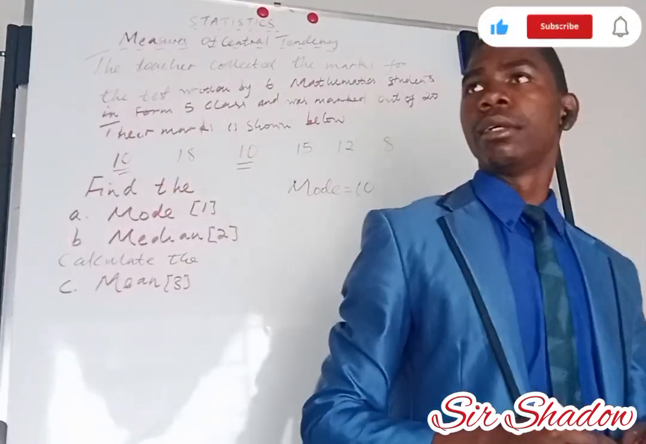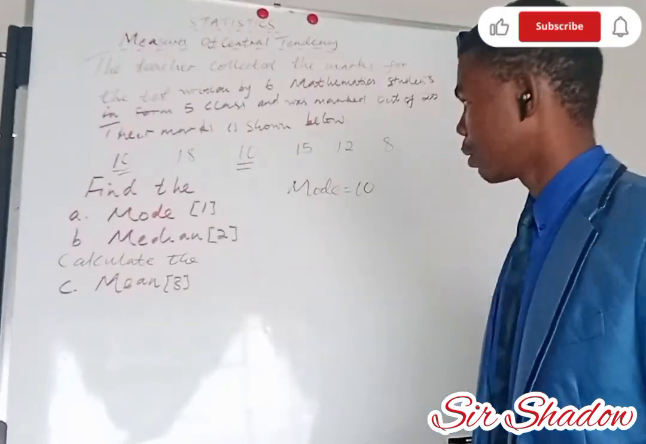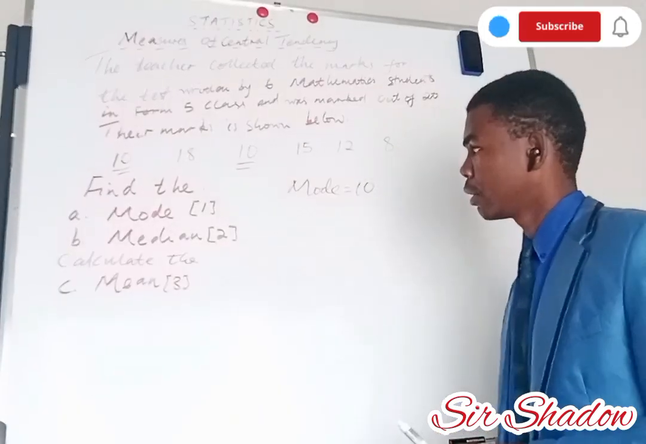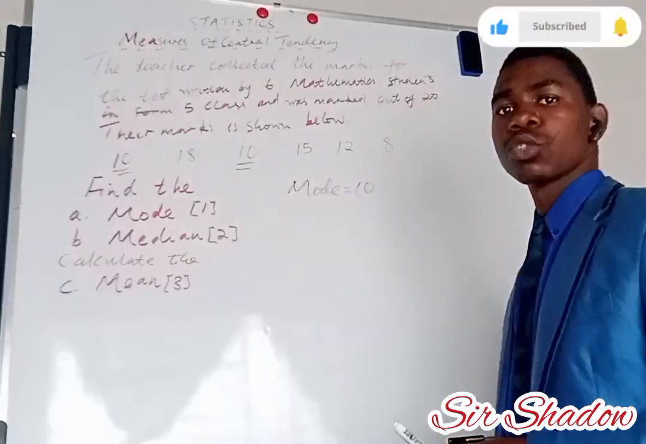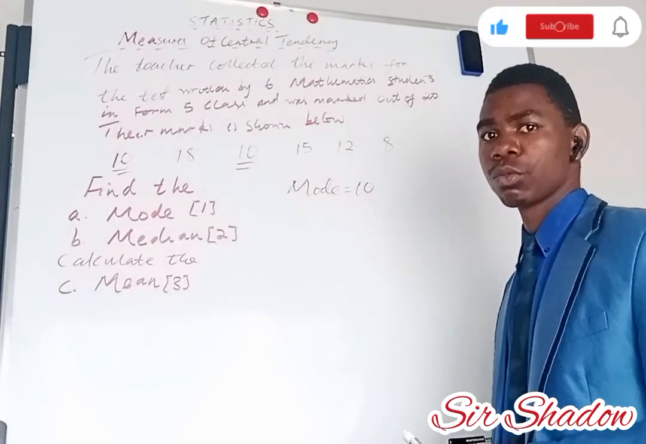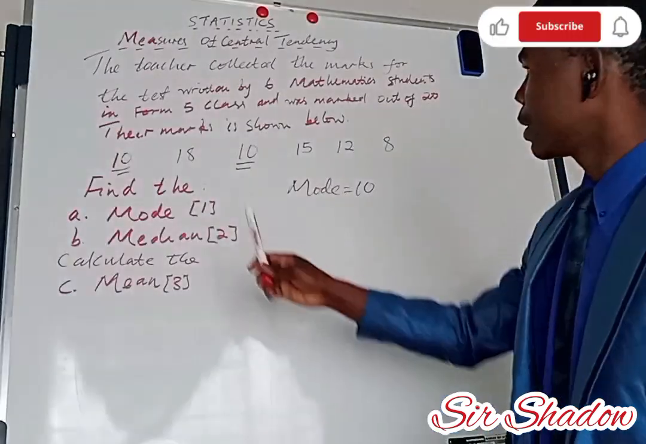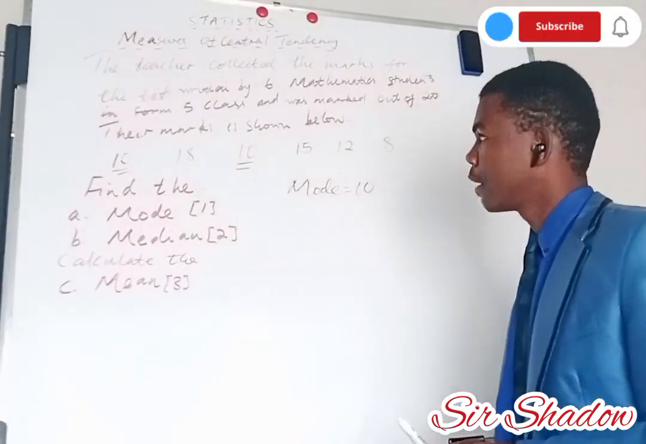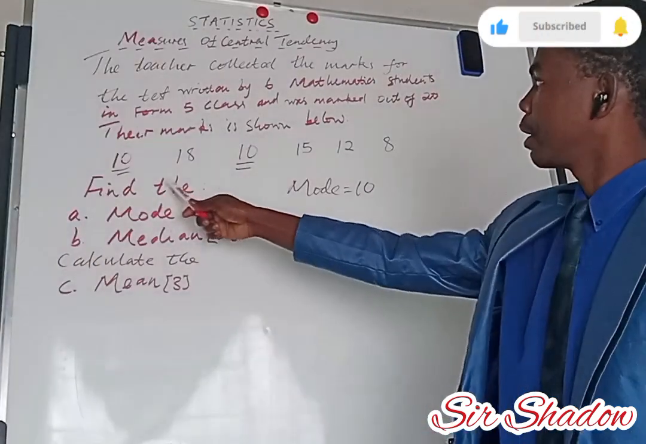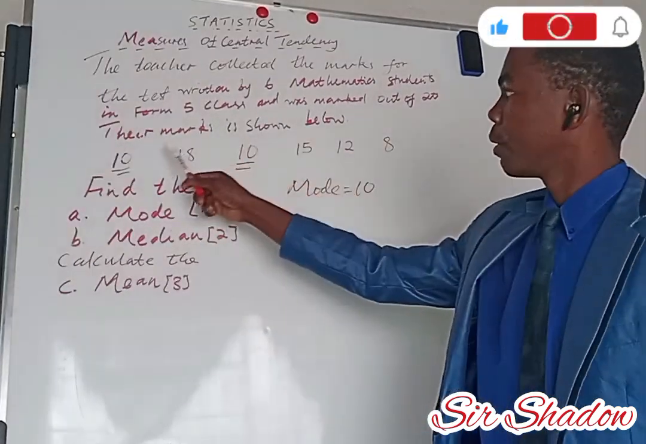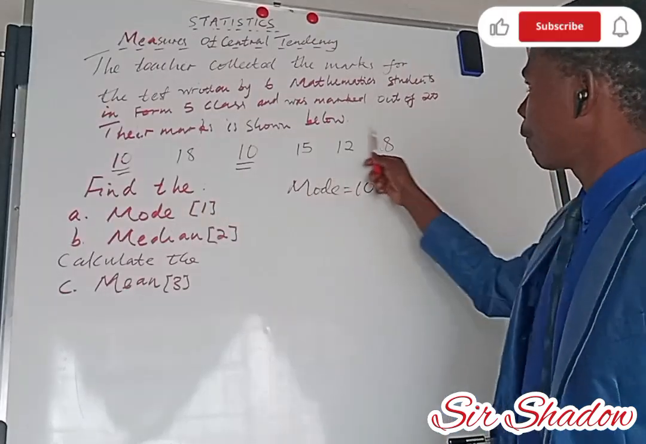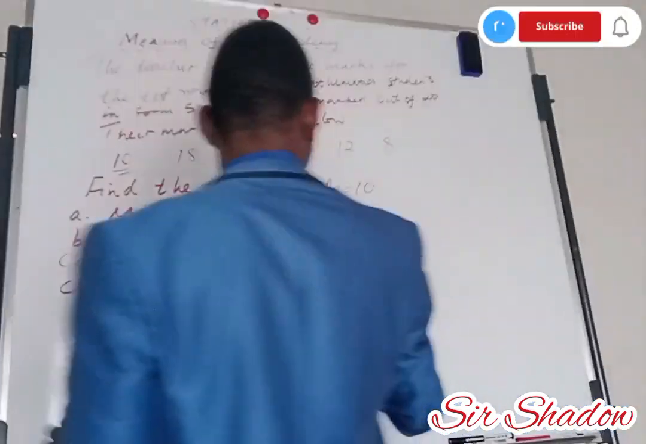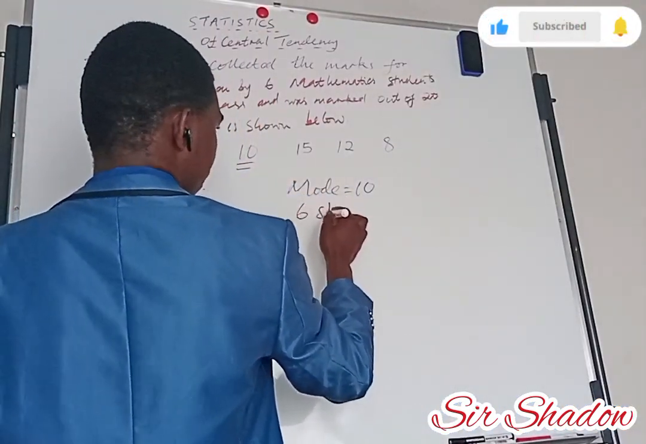And then, apart from the mode, we are also asked to find the median. So in order to find the median from this given data, first of all we have to remember that these marks are from 6 students.